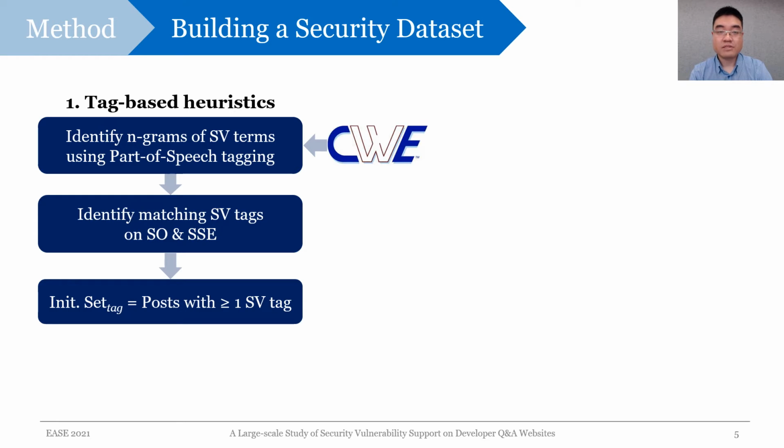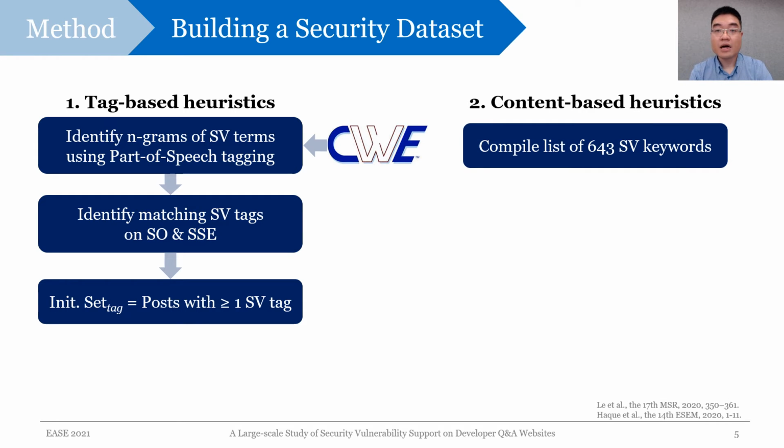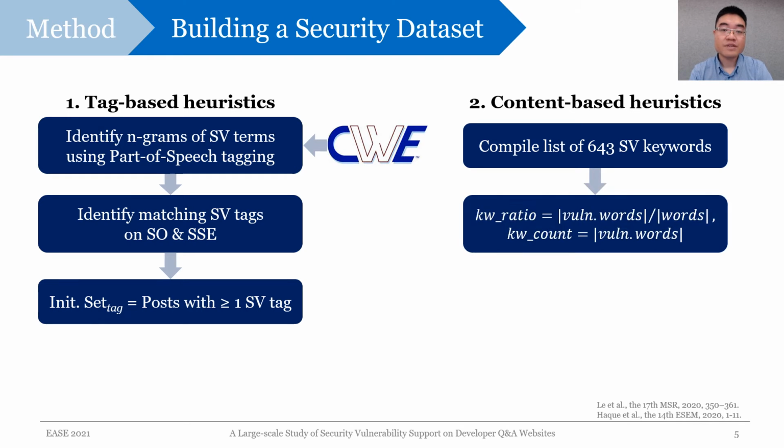Besides tag-based heuristics, we also prepared 643 vulnerability keywords to customize the content-based heuristic used in recent studies for the vulnerability domain. Content-based heuristics help us to refine our set of tags and identify any missing vulnerability discussions that do not have any vulnerability tags in the remaining posts. Intuitively, we want to make sure the vulnerability words in the post are prevalent with keyword ratio and at the same time diverse enough with keyword count.